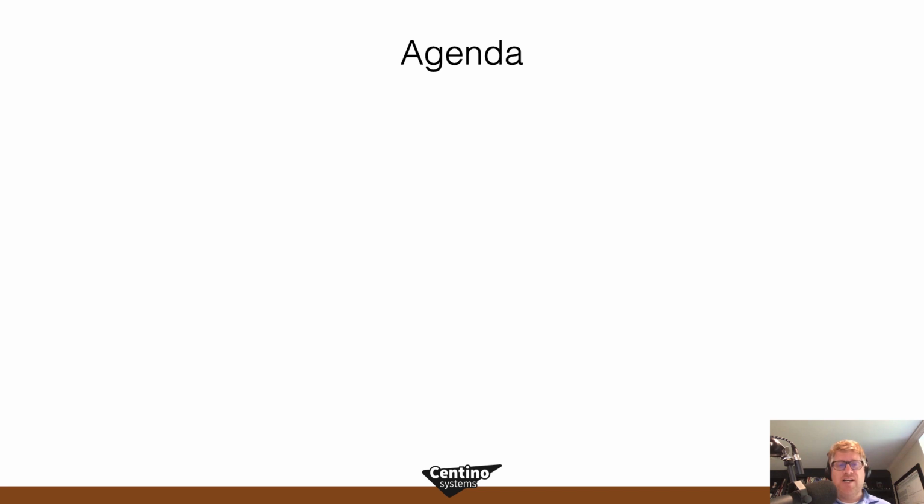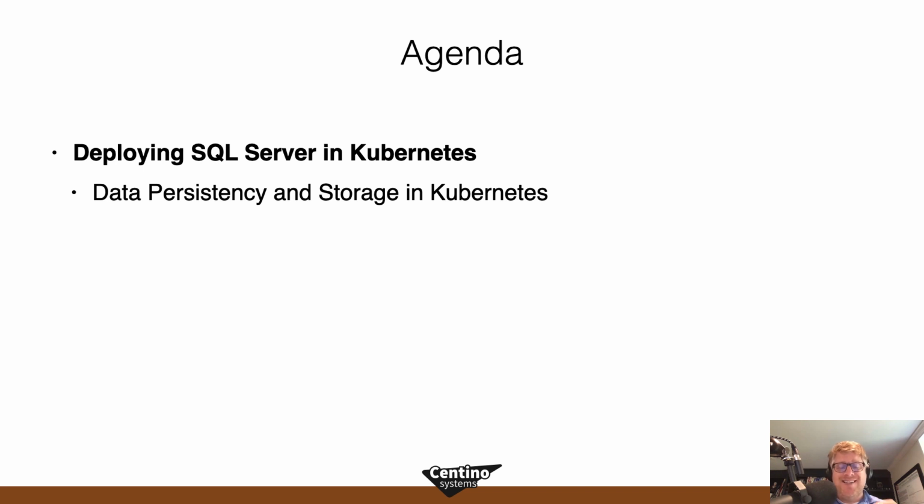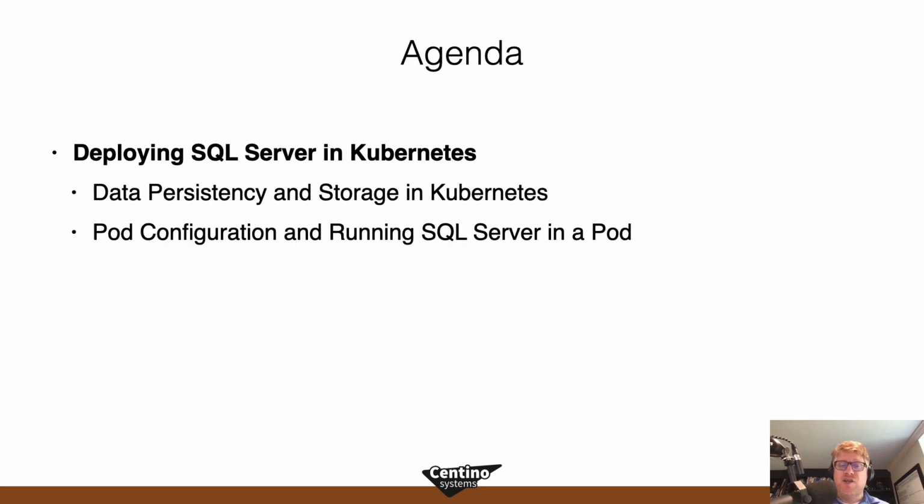Now, let's look at what we're going to cover in today's session. We're going to talk about deploying a SQL Server in Kubernetes. The first thing we're going to talk about is data persistency and how to store data inside of Kubernetes clusters. Then we're going to look at pod configurations and what it takes to run SQL Server inside of a pod. Basically, what's the code needed to get this up and running and how it all pieces together when our container starts up inside of a pod, inside of our Kubernetes cluster.